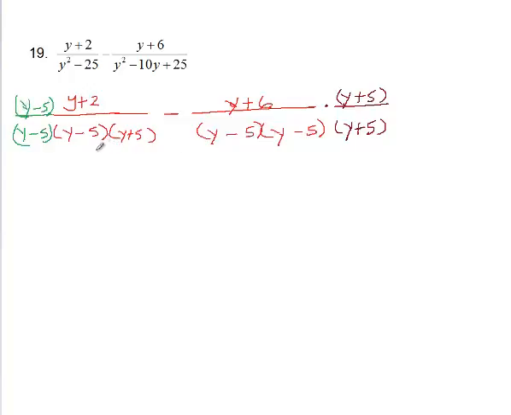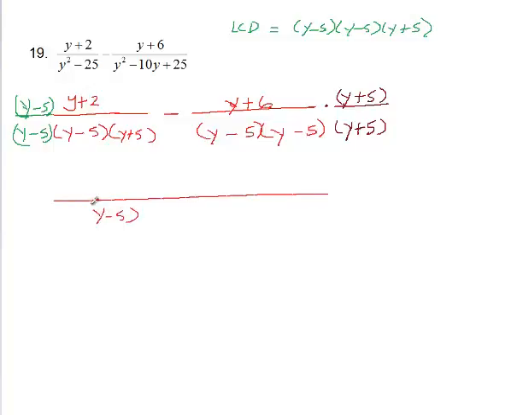Now I can go ahead and simplify because my denominators are exactly the same. So your LCD here, if you wanted to write it out, is going to be y minus 5 times y minus 5 times y plus 5. That way both denominators are exactly the same. Now, you don't have to write that down every time. You can now go to one common denominator. Once you make the denominators the same, you just need to write it once.